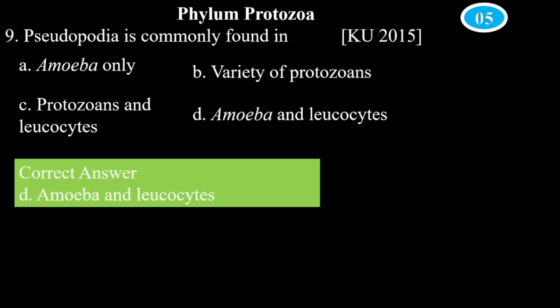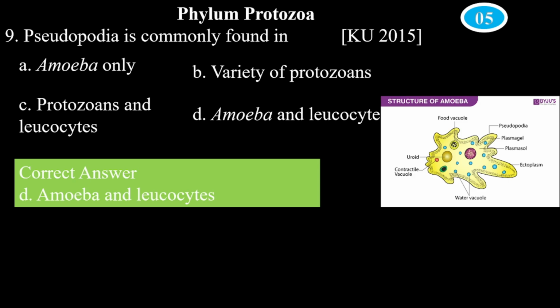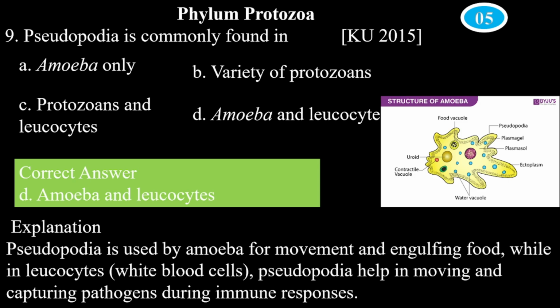The right answer is option D, amoeba and leukocytes. The reason is that pseudopodia are used by amoeba for movement and engulfing food, while leukocytes, also known as white blood cells, use pseudopodia for moving and capturing pathogens during immune responses.